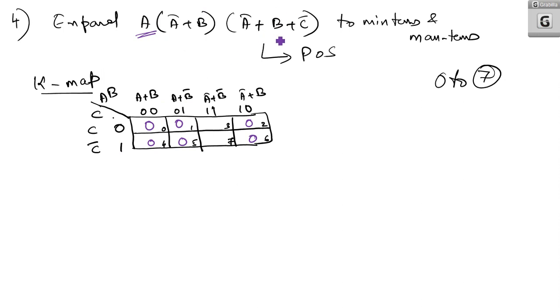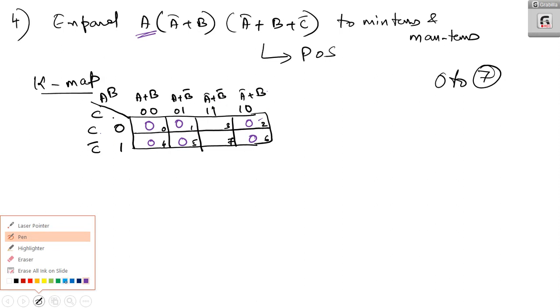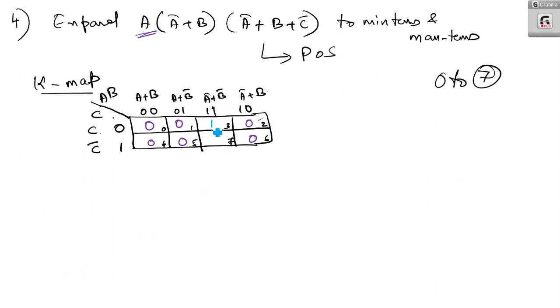Now next one is A bar or B or C bar. What is A bar or B? A bar or B is here, or C bar. That is this cell. Okay. A bar or B or C bar, that cell is already marked. Okay. And all other cells you will take as 1. Now you write the corresponding decimal equivalents for 0.